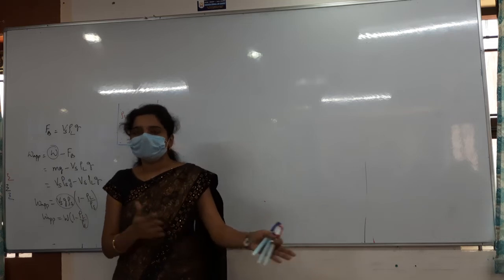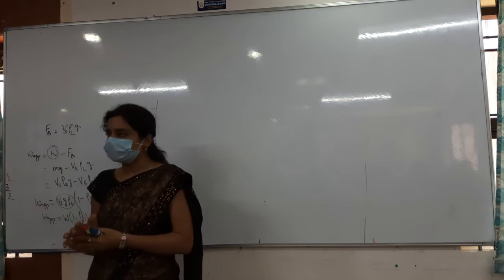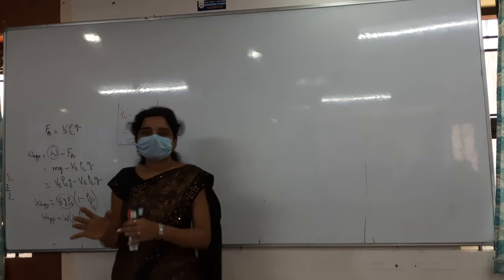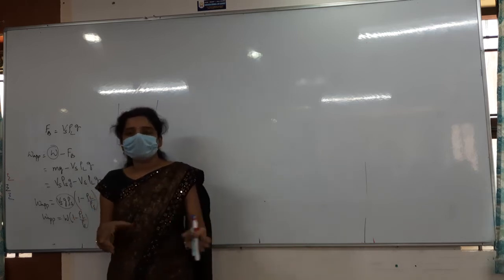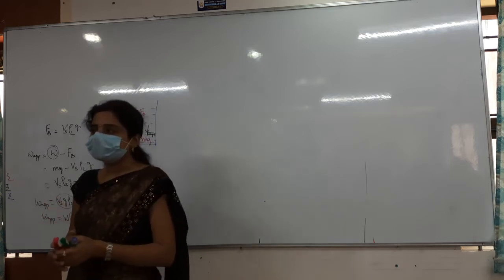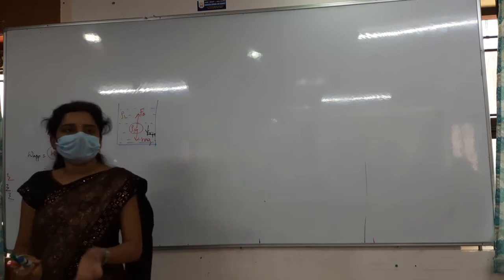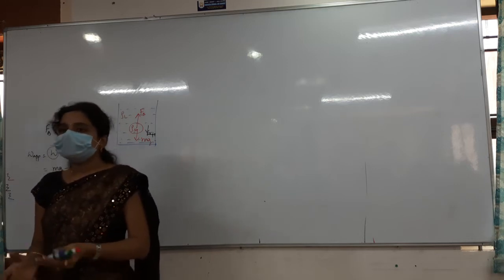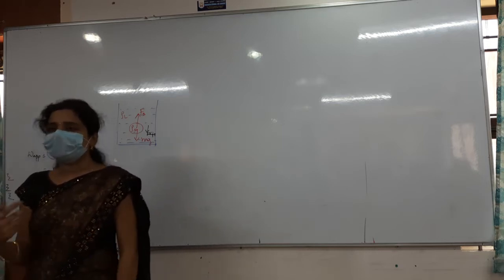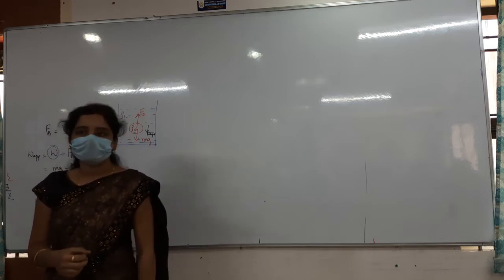P0 plus rho 1 g H1 is equal to P0 plus rho 2 g H2, that's it. Instead of writing that many equations, you just remember that rho 1 H1 is equal to rho 2 H2. If you take that, you will get the answer. Why? Because everything gets cancelled: P0 gets cancelled, g gets cancelled. Only rho and H will remain. So the rho of the oil is rho 1 H1 by H2. If you want height, it is rho 1 H1 by rho 2. Like that you can solve the U-tube problems also.